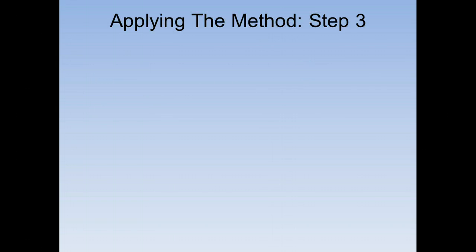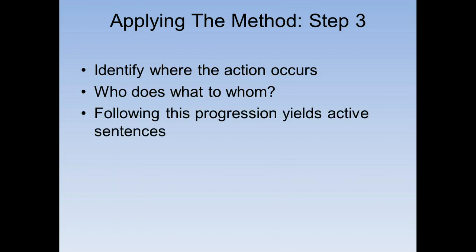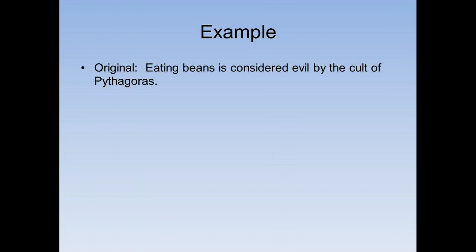The third step is to identify where the action occurs in a sentence. This may be done by asking the question, who does what to whom? Answering this question and following its progression yields active sentences. To determine where the action happens in the sentence, "Eating beans is considered evil by the cult of Pythagoras," we must ask who does what to whom. In this case, the who is the cult of Pythagoras. The action here denotes that the cult considers. The action is taken to consider eating beans evil.